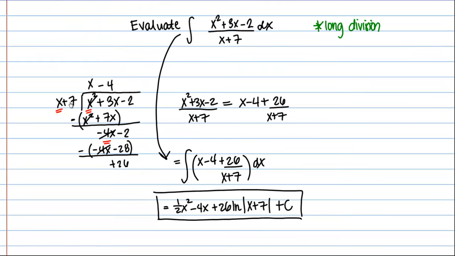So once again, what we did here is we used long division to rewrite this rational function. Now long division is going to work when the degree of the numerator is greater than the degree of the denominator. Or also when the degree of the numerator and denominator are equal. Long division would also work in that case.